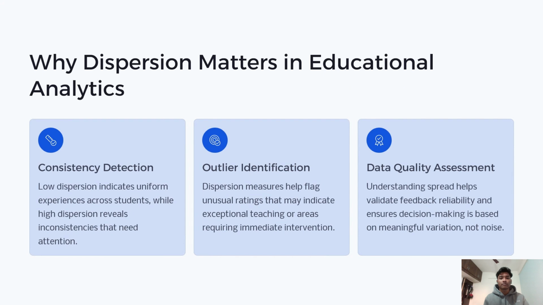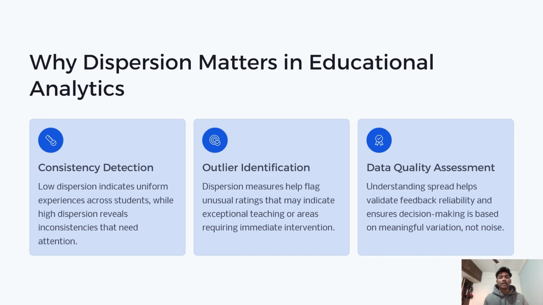Now, why does dispersion matter? There are three big reasons dispersion is important. Number one, consistency detection. If dispersion is low, it usually means students share the same experience. High dispersion means inconsistency which needs attention. Number two, outlier identification. Sometimes a few ratings are extremely high or low. Dispersion helps us spot these unusual points that might highlight exceptional teaching or problem areas.